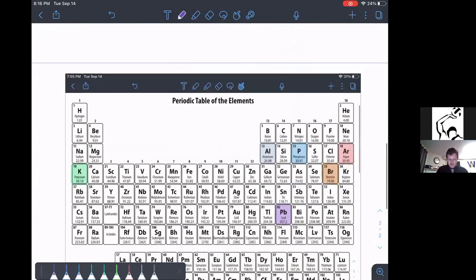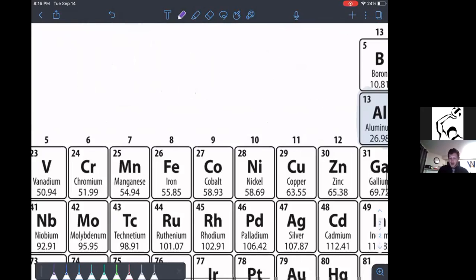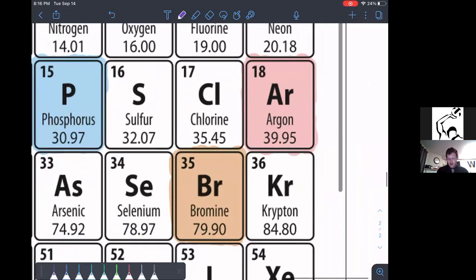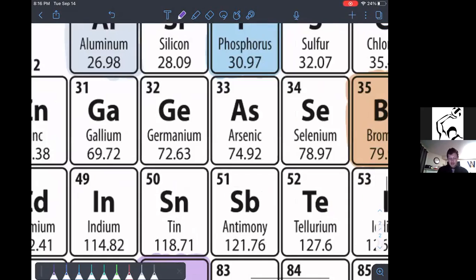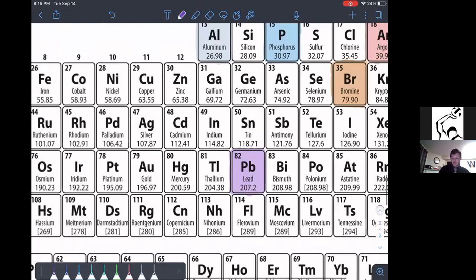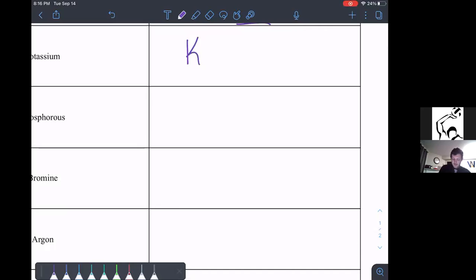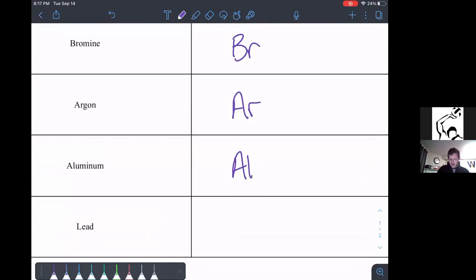So if we look at our periodic table, potassium is K. And then we have phosphorus, which is P. We then have argon and bromine and aluminum and lead. So we have all of these elements. So let's put them all up here. So we have potassium, which is K, phosphorus P, bromine Br, argon Ar, aluminum Al, and lead is Pb. We're halfway done with each of our Lewis dot structures already, which is awesome.